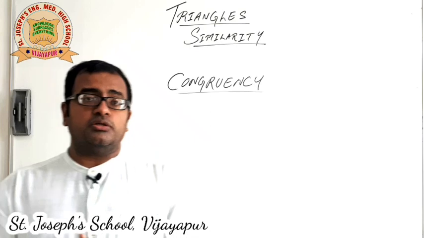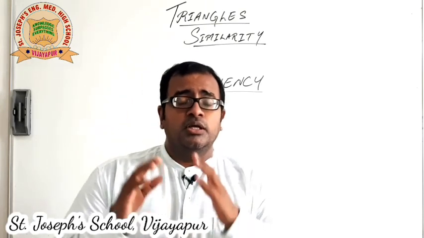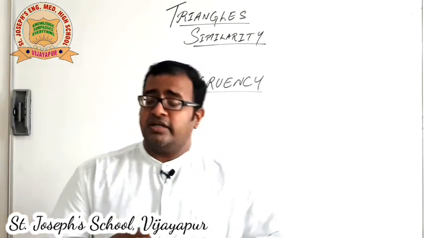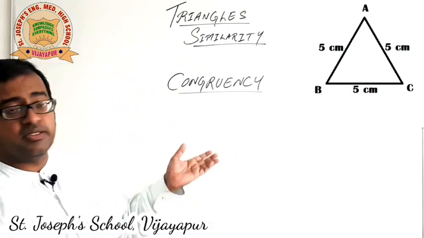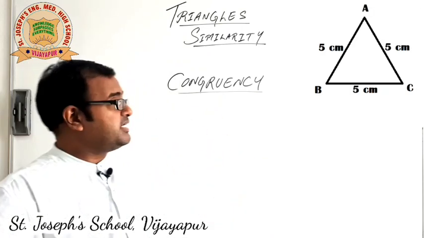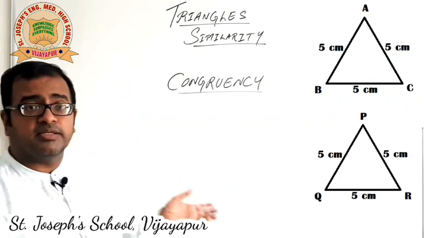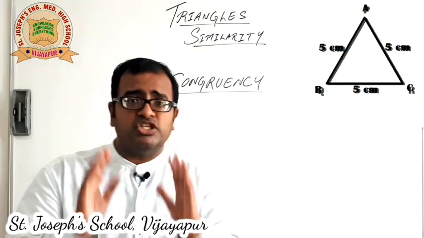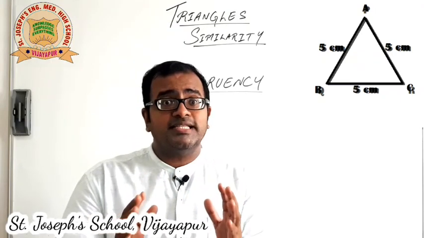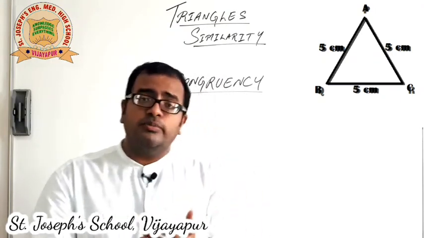Let's talk about equilateral triangles. Take an equilateral triangle of size 5 centimeters. Let me take another one that's also 5 centimeters. Then compare both of them. They both will fit into each other. Then they are called congruent. Their angles will be equal.